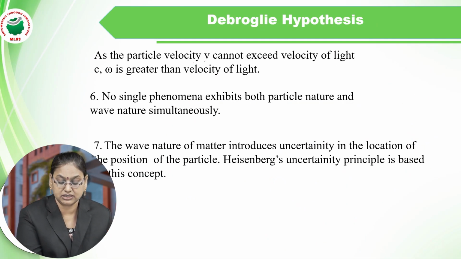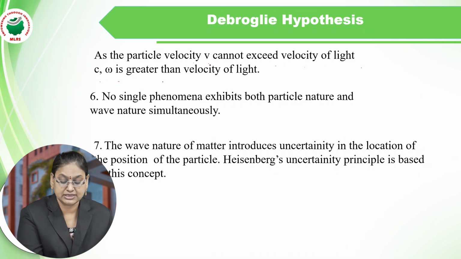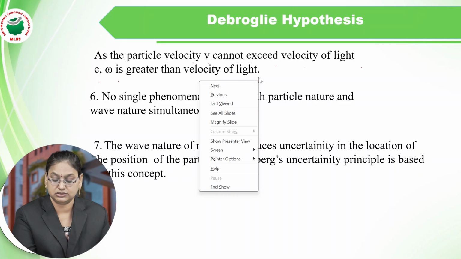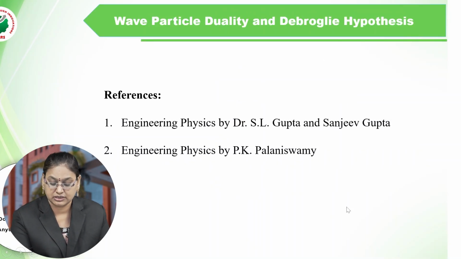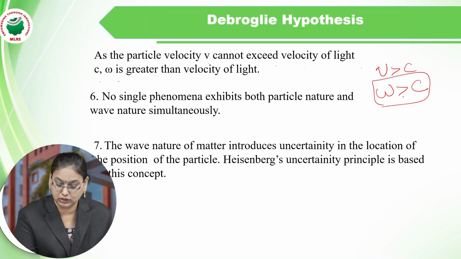As the particle velocity cannot exceed the velocity of light c, omega is greater than the velocity of light. Just now we have seen that since v cannot be greater than c, from that equation we got omega is greater than c. The same point we are saying here: as particle velocity cannot exceed the velocity of light, omega is greater than the velocity of light.